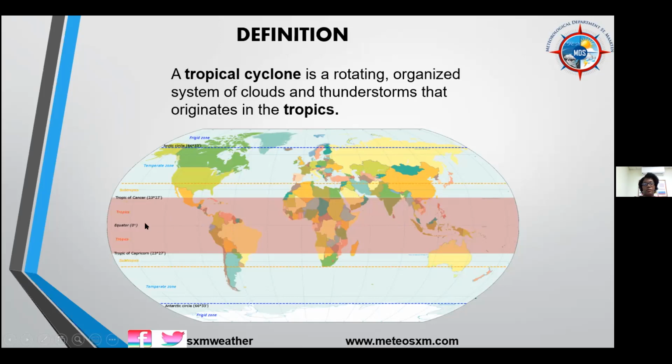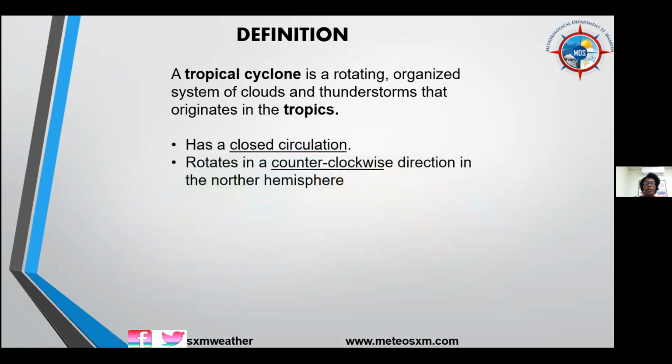It is found between the Tropic of Cancer and the Tropic of Capricorn. These are imaginary lines on the globe. This is the warmest area on the planet, and this is the area where most tropical cyclones form. Out of the ordinary, you may find something forming a little outside these boundaries, but it is not very common.